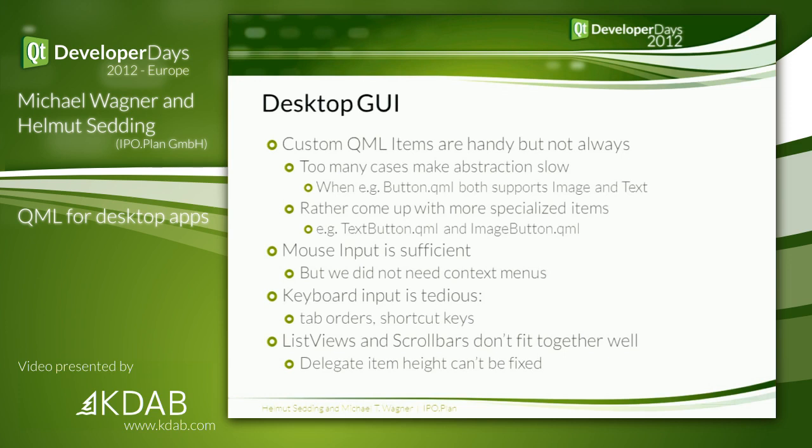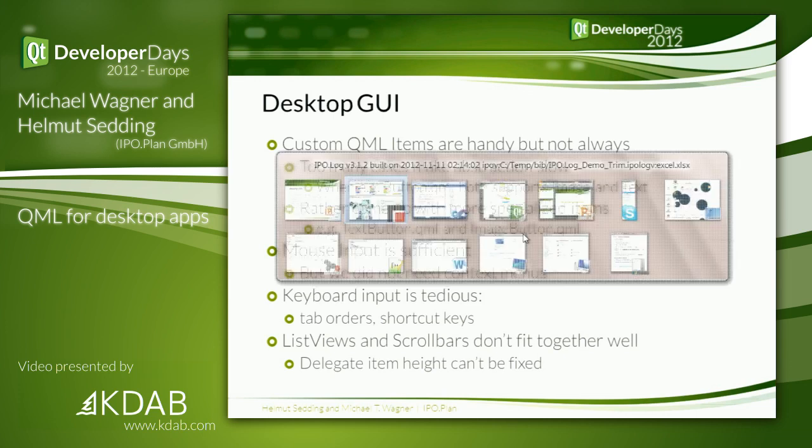And what we also found out is that if you use list views, which are quite handy because they use lazy loading automatically, but if you add scroll bars to them, as most people expect scroll bars to exist in applications, you get problems when the item height is not fixed. So the scroll bar sometimes jumps around a lot.